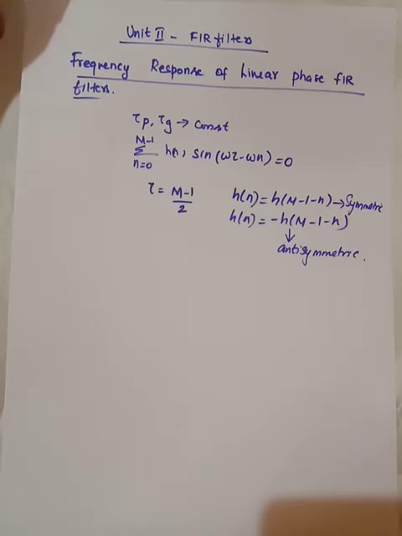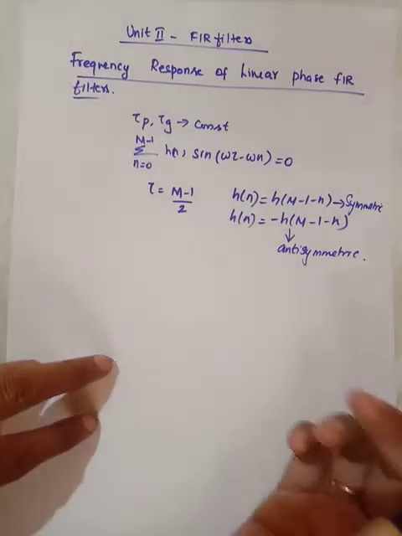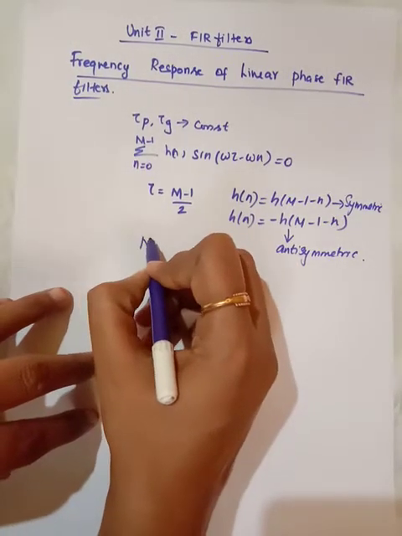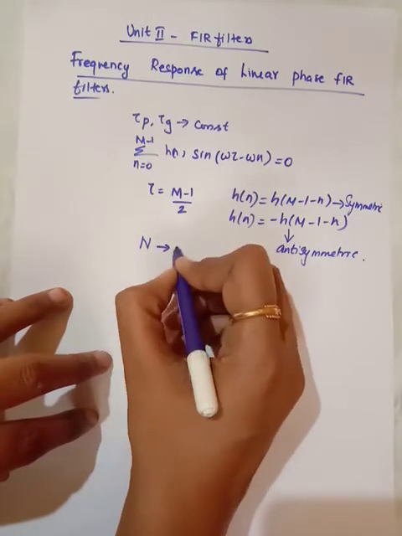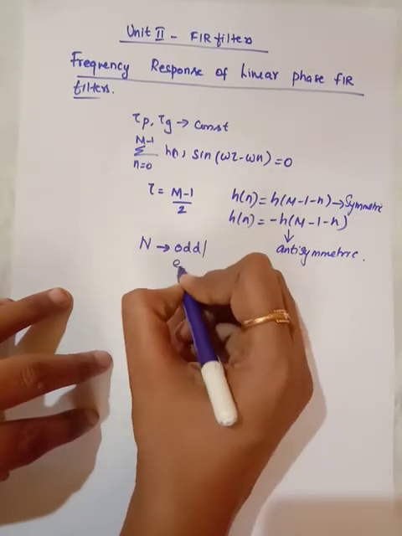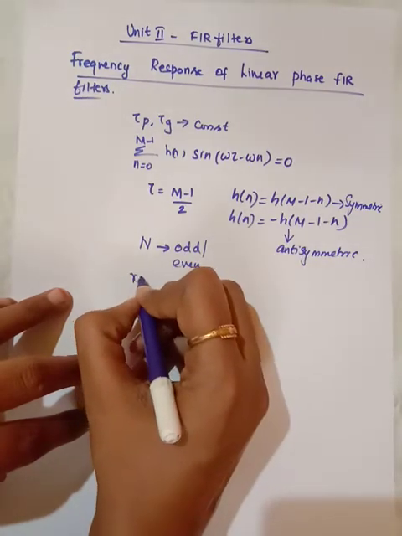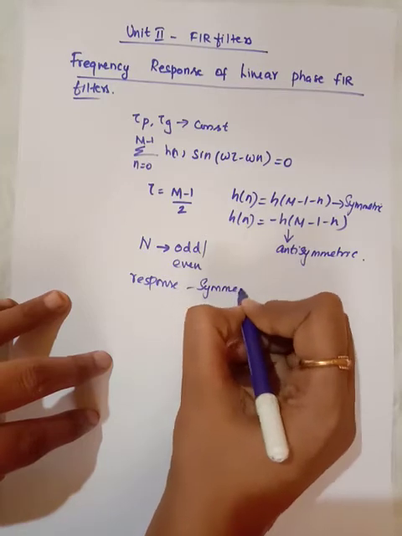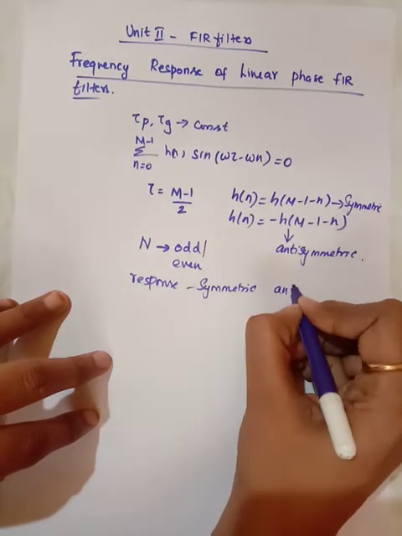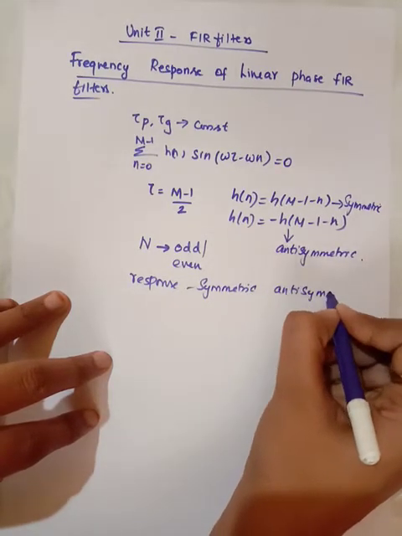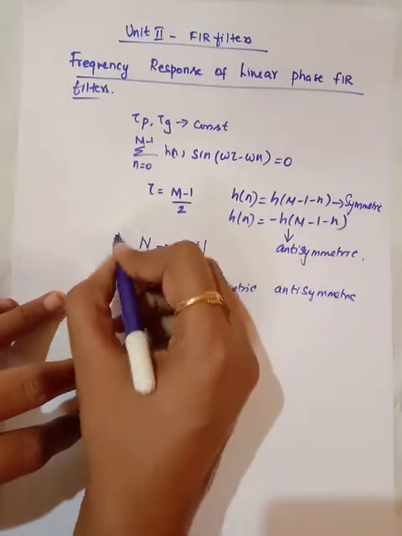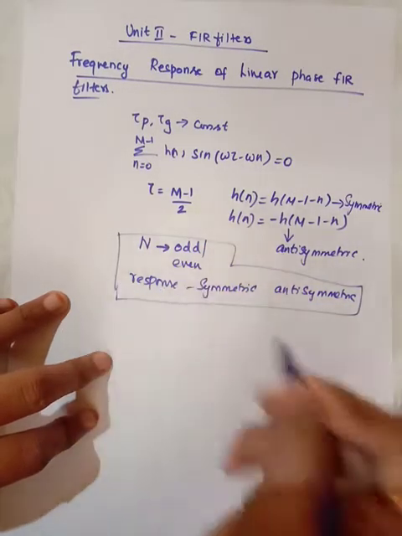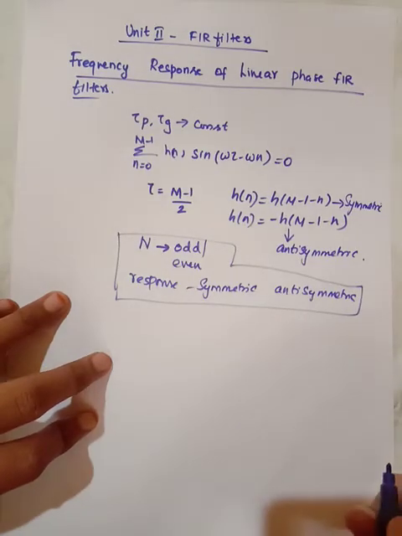In this, what we are going to discuss is, if the length of the FIR filter is either odd or even, and the response is symmetric or antisymmetric, how this filter will give the response. For these conditions, how the filter will respond is what we are going to discuss now.